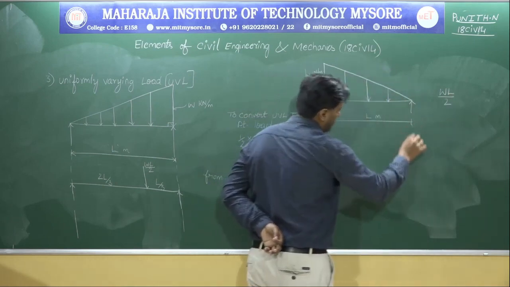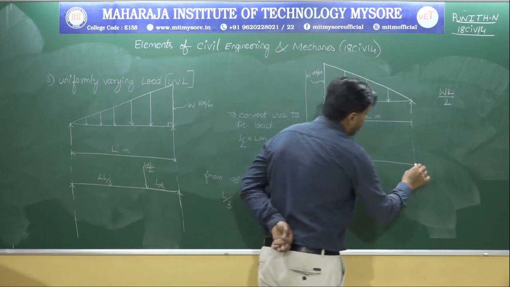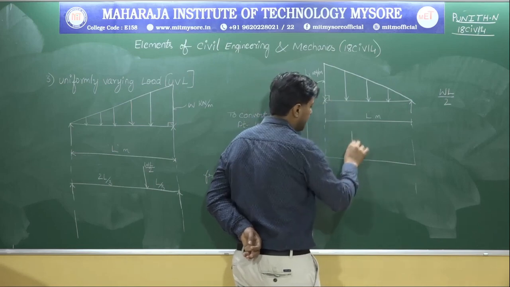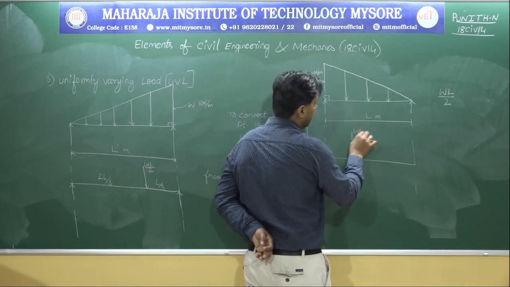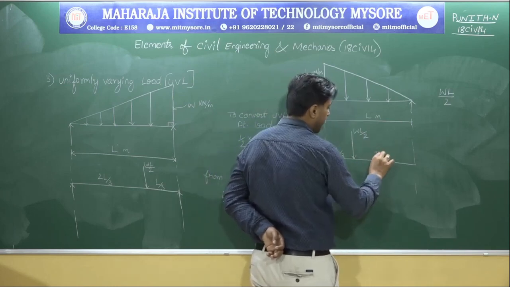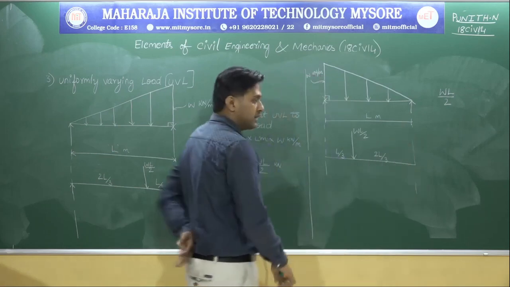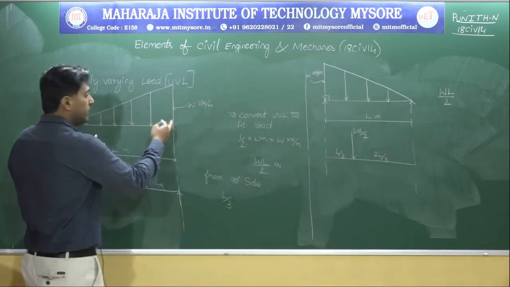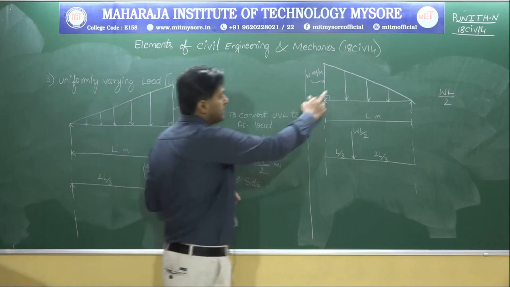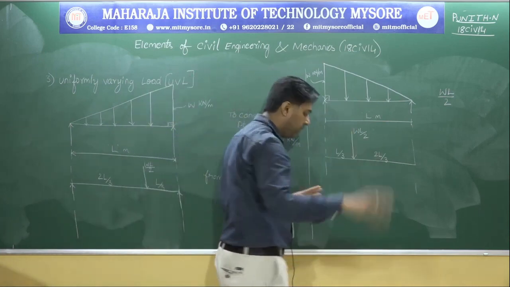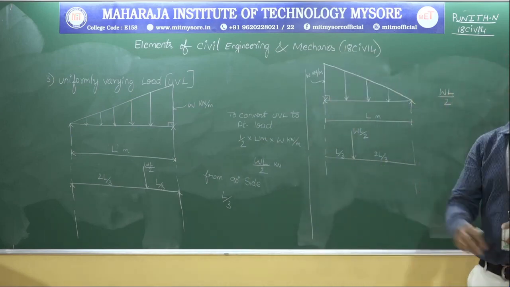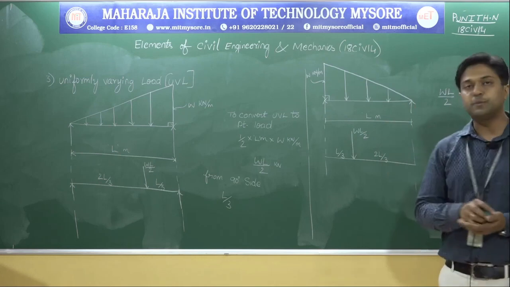Now I will convert this UVL to point load. WL by 2 acts at a distance of L by 3 from the 90-degree side, and away from the 90-degree side, it is 2L by 3. Just observe the difference. If the UVL is higher at this particular junction, from the 90-degree side, L by 3 will be over here. If the diagram is like this, from the 90-degree side, the L by 3 is over here. These are the basic concepts that I want you people to remember.